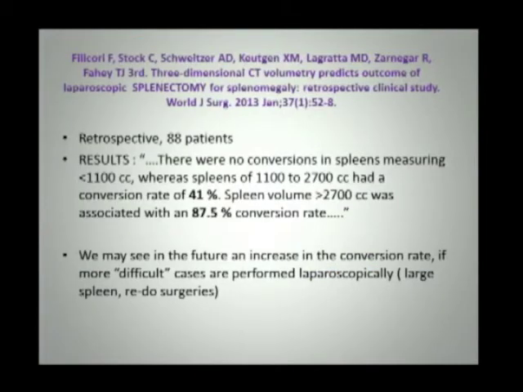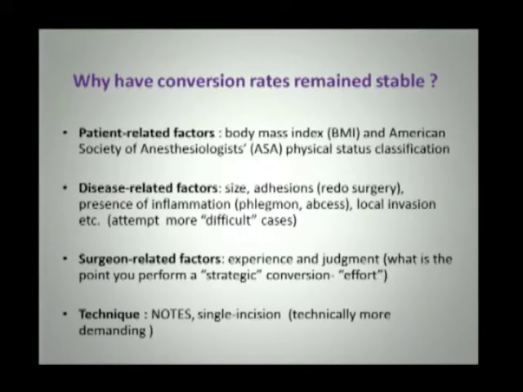And that's also seen if you look at splenectomy, where Philippe Corianal looked at the conversion rates of splenectomy in comparison with the size of the spleen, which they measured preoperatively by CT volumetry. They found that the larger the spleen was, of course, the higher the conversion rate was, 41 and 87%. So this can get us into the discussion for this whole session of why conversions haven't improved and what can we do to improve them.